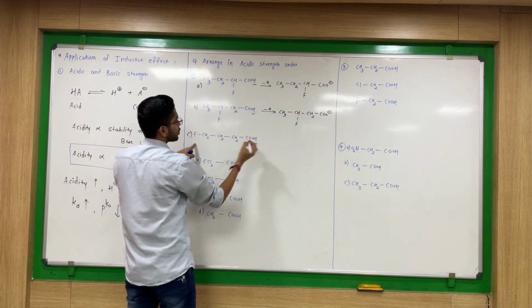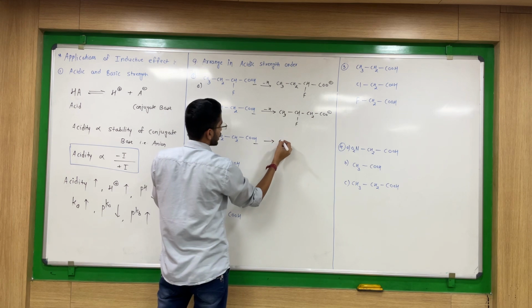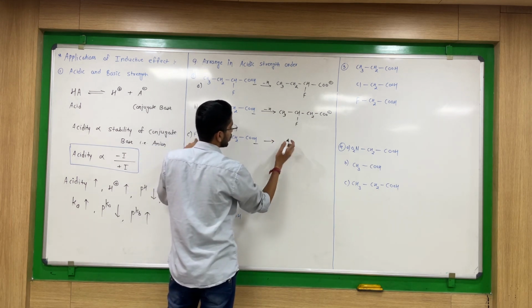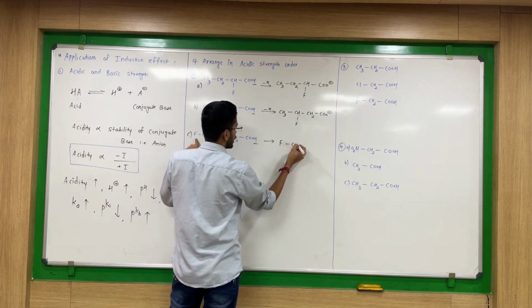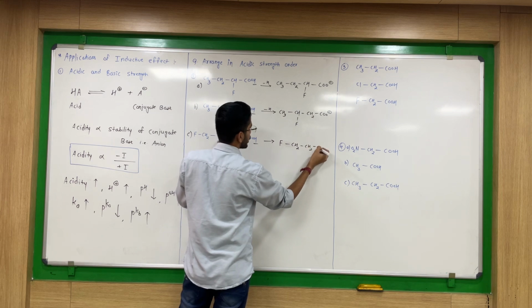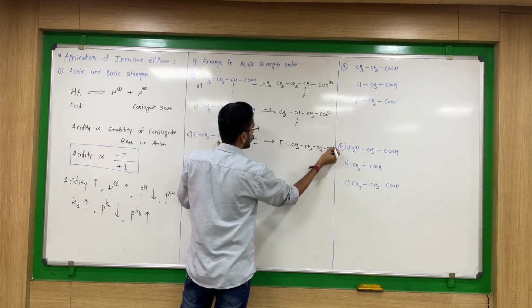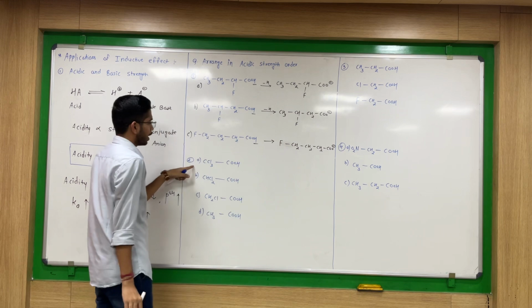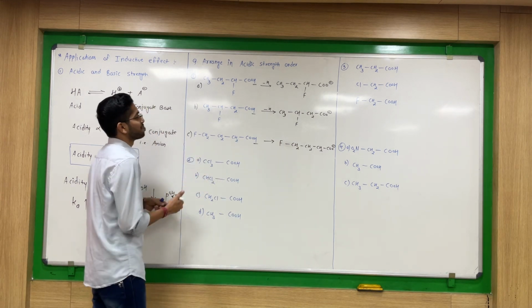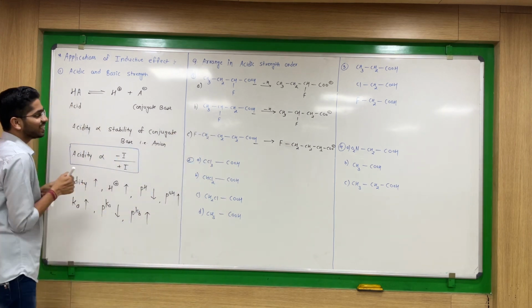Same thing, H plus will be released from here. So we have fluorine first, then CH2, then again CH2, CH2, COO minus. Then we have CCl3COOH, CHCl. This is the second example. Then we have 3 only here.